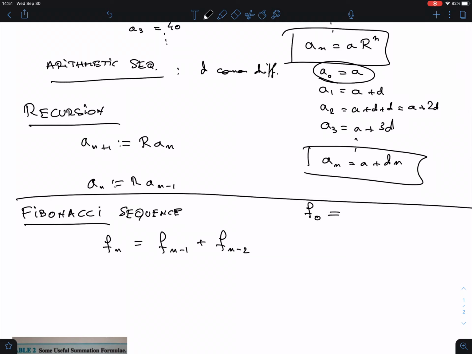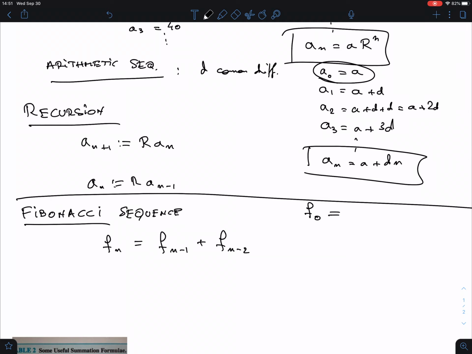F0 I call just 0. But is that enough to start? No, because if I want to calculate F1, that would depend on the previous two ones. That is F0, and then what's the one before F0? We normally don't allow negative indices, so that doesn't work at all. So I cannot do this. I also cannot calculate F1, so I need to know what F1 is.